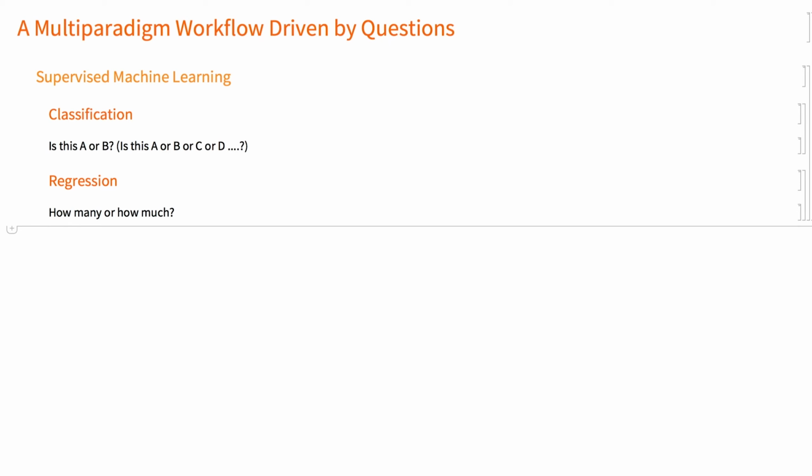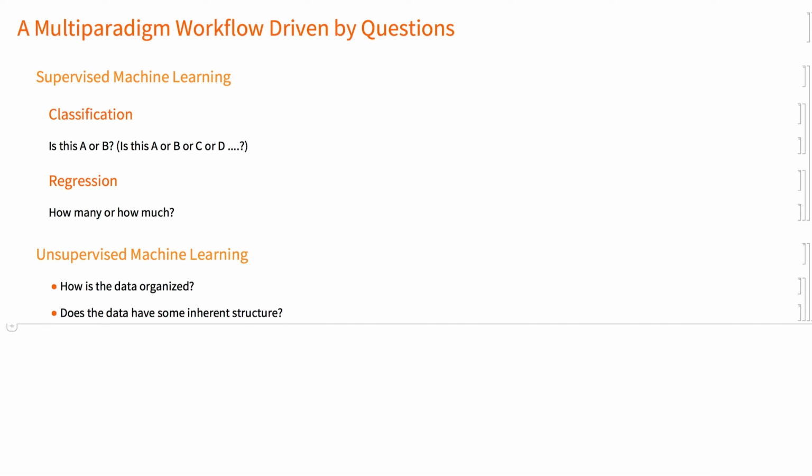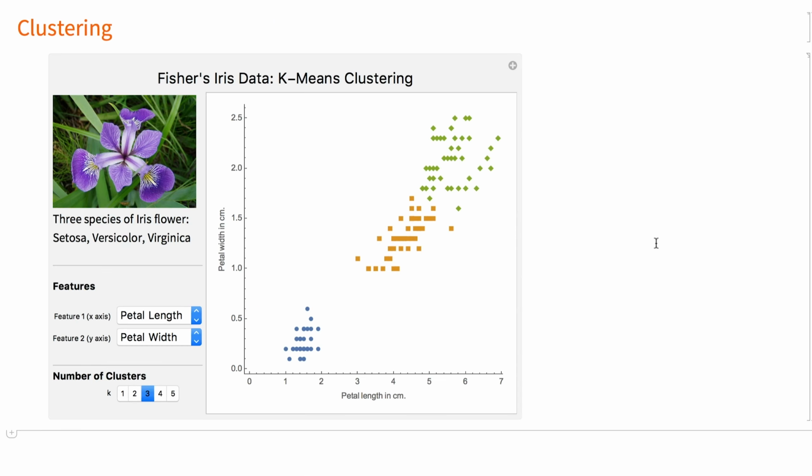Now let's move on to unsupervised machine learning to answer questions like how is the data organized? Does the data have some inherent structure? Do the samples sort themselves out into different groups and subgroups? Unsupervised learning functions attempt to automatically discover patterns in unlabeled data.